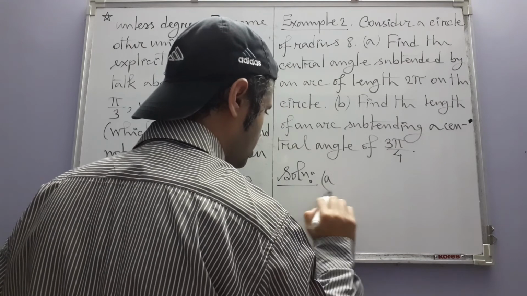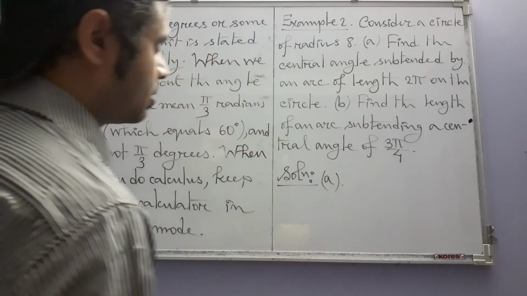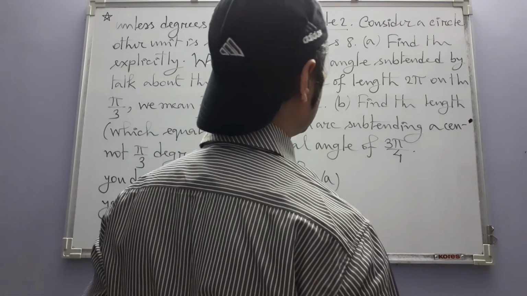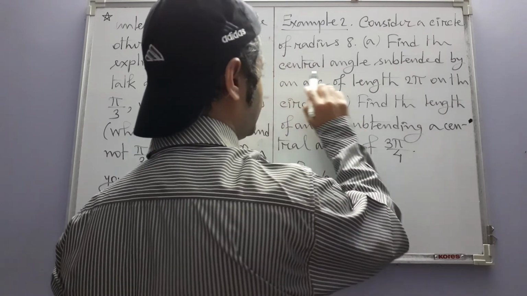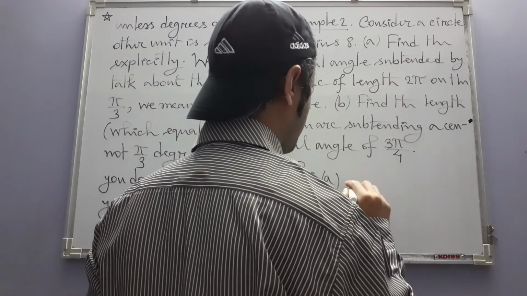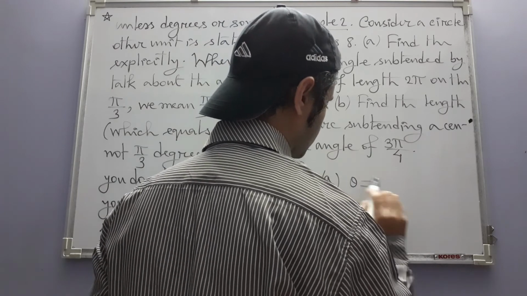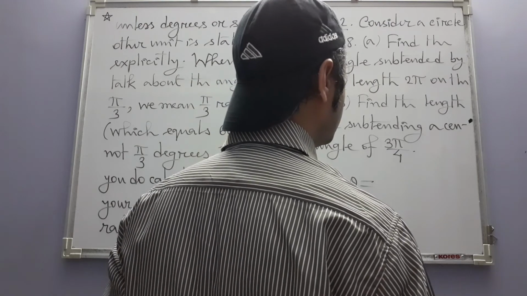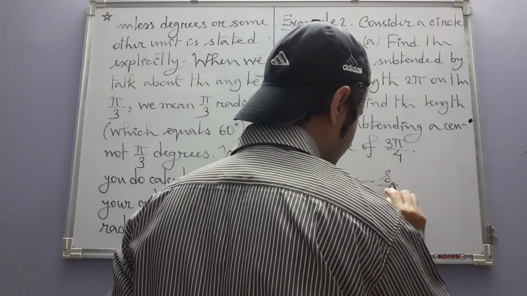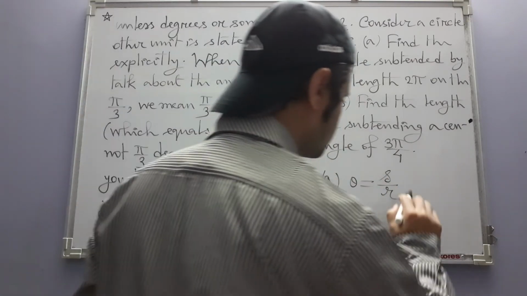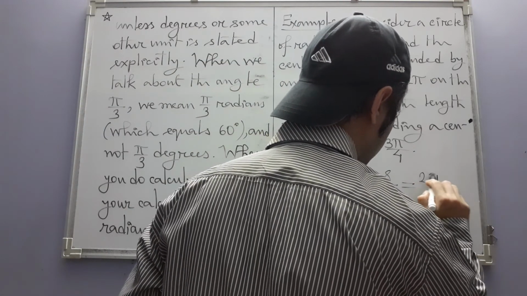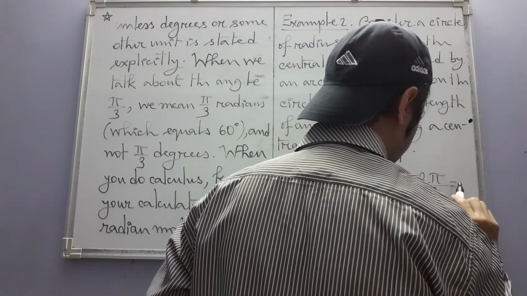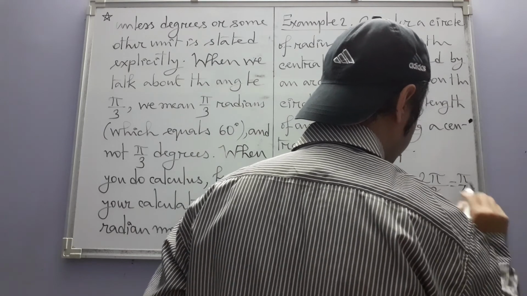So the solution is this. The solution to A, we have to here find the arc length. That means, no, we have to find the central angle. So we need to find theta subtended by an arc of length 2 pi. Theta is s divided by r. So s is 2 pi and our radius of the circle is 8. So the angle it will subtend is pi by 4 radians.